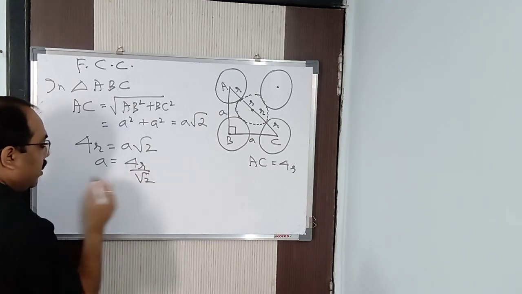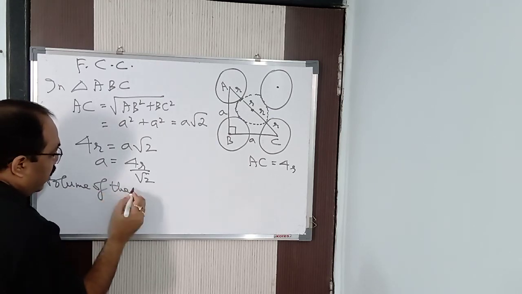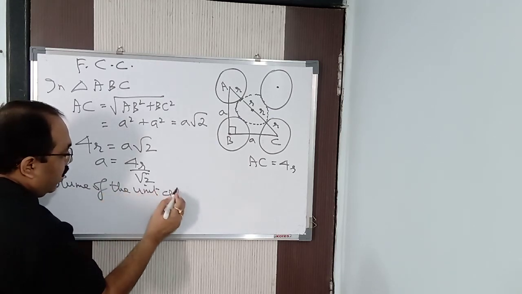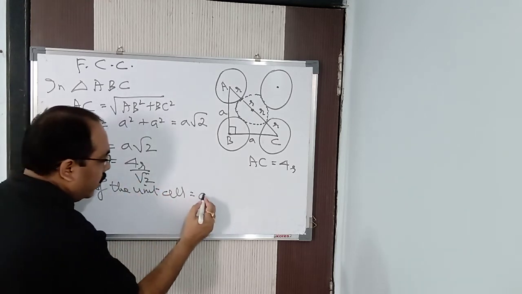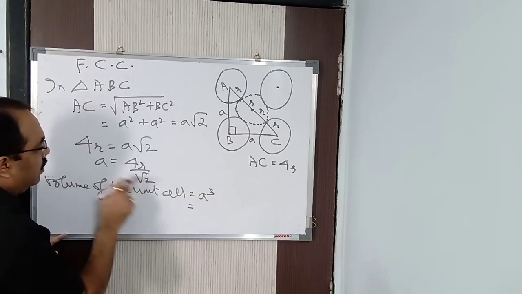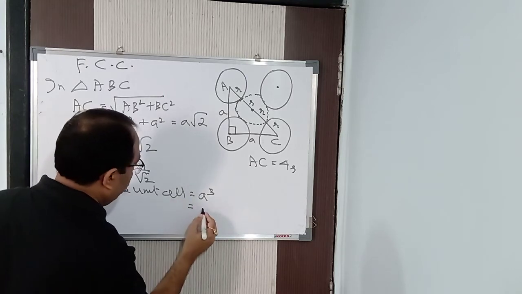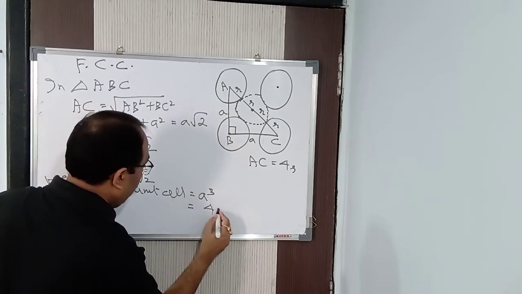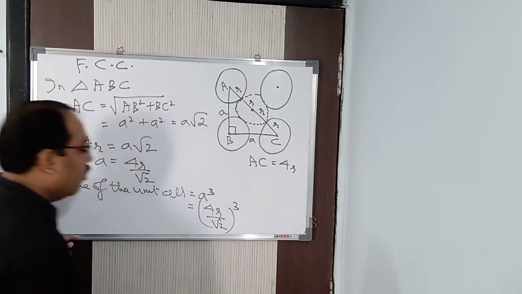Why did I find A? Because I have to find the volume of the cube. The volume of the unit cell, that is the volume of the cube. I already said the volume of the unit cell is cubical. And what is the volume of the cube? It is A cube. So I need to find the value of A. So hence A cube is nothing but 4R by root 2 whole cube.